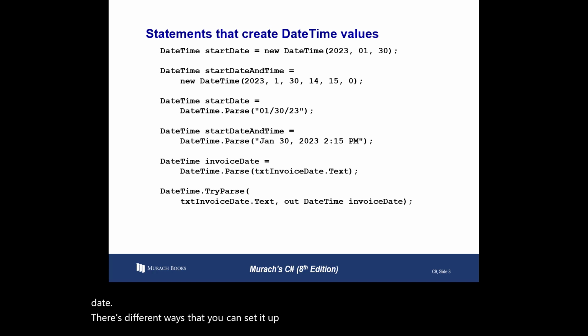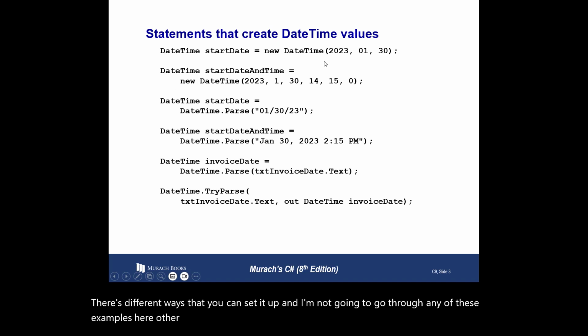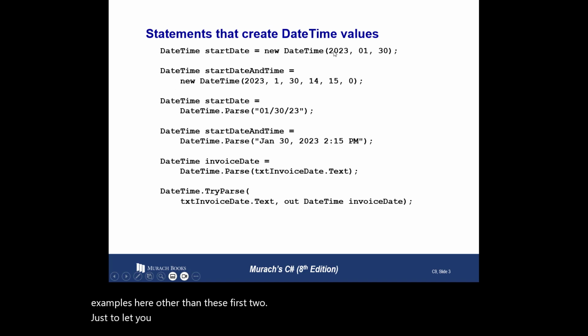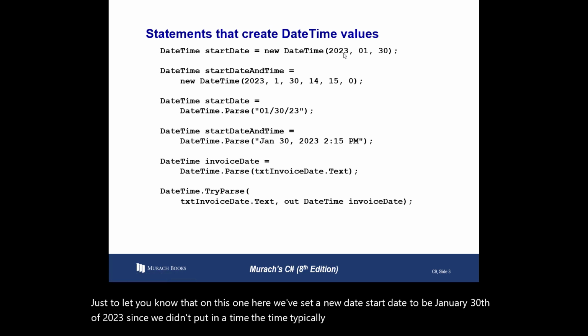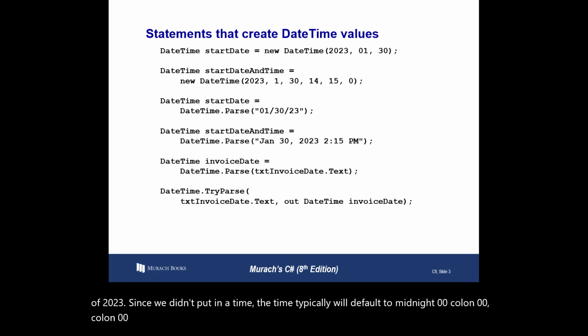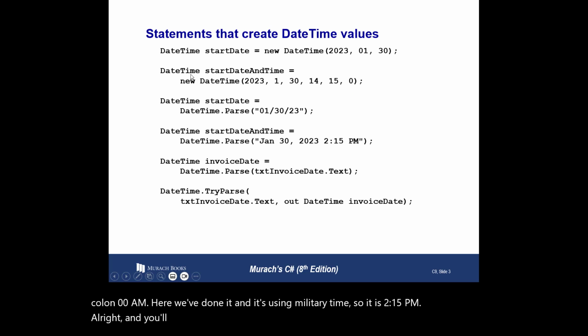And I'm not going to go through any of these examples here other than these first two, just to let you know that on this one here, we've set a new date, start date, to be January 30th of 2023. Since we didn't put in a time, the time typically will default to midnight, 00:00:00 a.m. Here we've done it, and it's using military time, so it is 2:15 p.m. All right? And you'll notice that when we do this, it's of type DateTime. All right? And you're creating a new DateTime object.